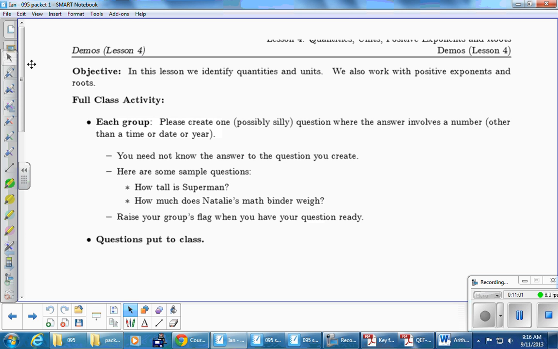You're making a question up where the answer is a number, but I don't want the answer to be a time or date or year, but any other numerical answer is fine. You don't need to know the answer to the question. Write down a question that your group agrees on. Raise a flag when you're done.